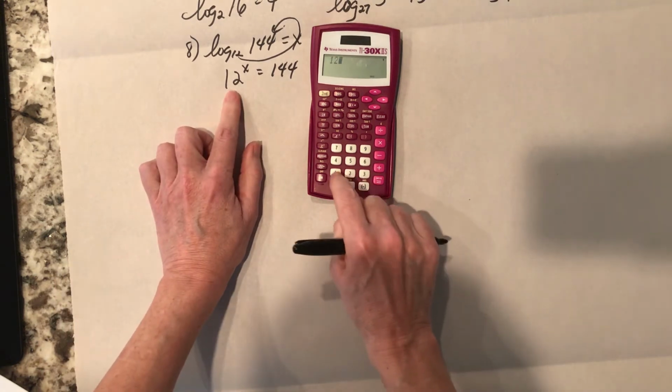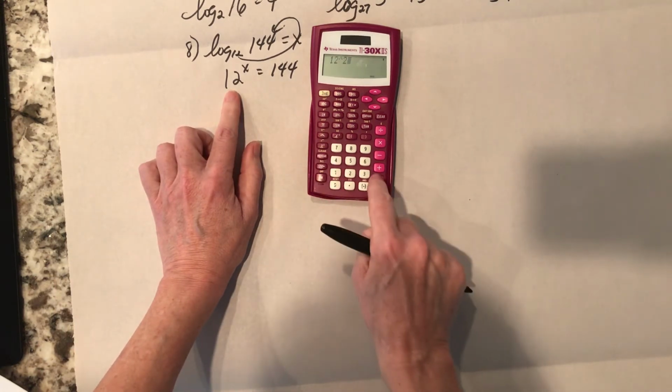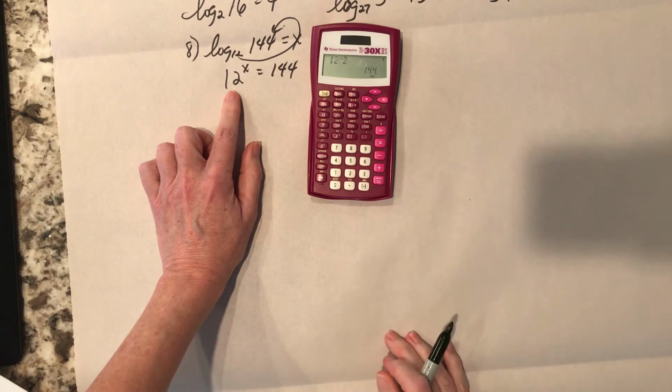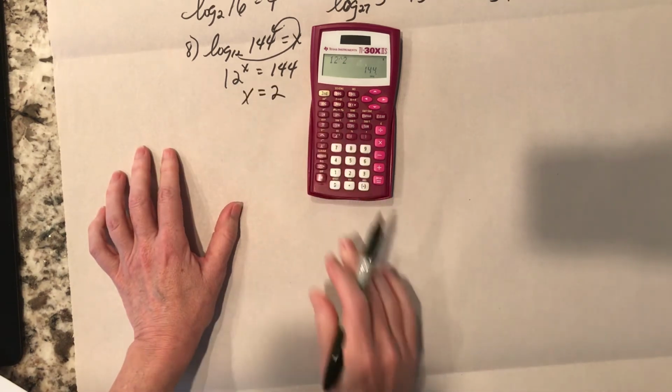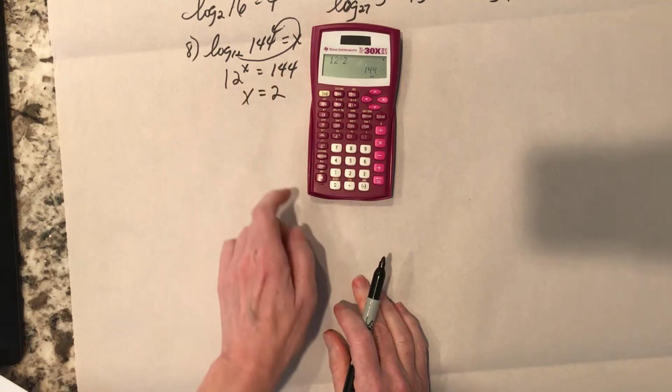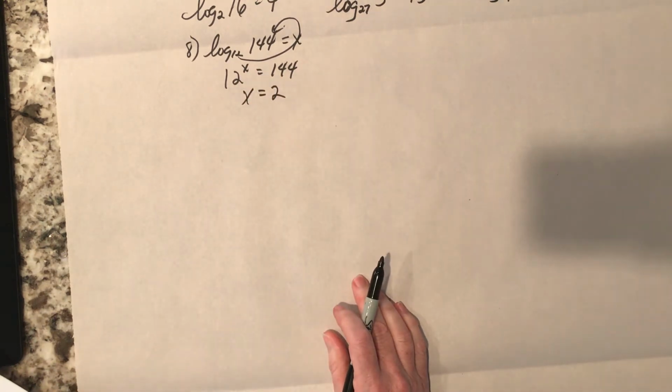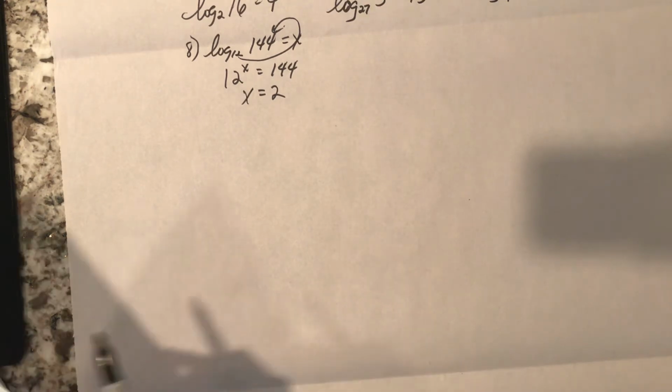Let's see, 12 to the 2. Sure enough, that's 144. That worked. So x here equals 2. 12 squared will give you 144. So you're going to be playing a little bit of guessing around with your calculator occasionally on these.